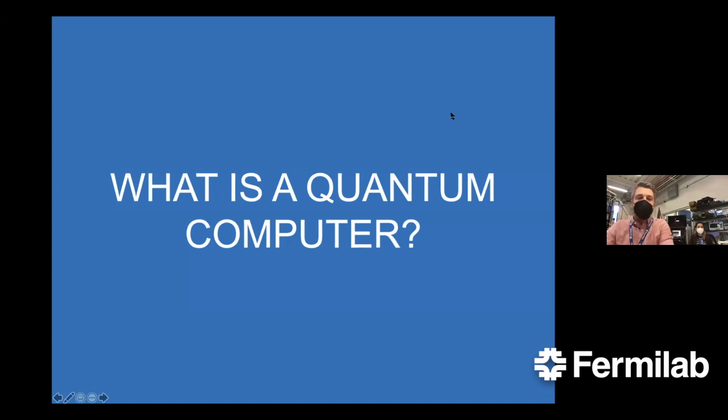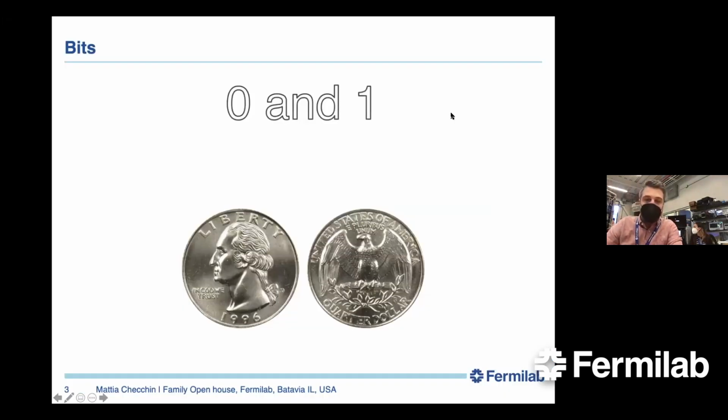Okay. So first of all, what is a quantum computer? To understand what is a quantum computer, we first have to remember what normal bits are. A bit is the smallest computational part that you have in a classical computer. And a bit, of course, can assume two distinct values. Could be a 0, could be a 1.